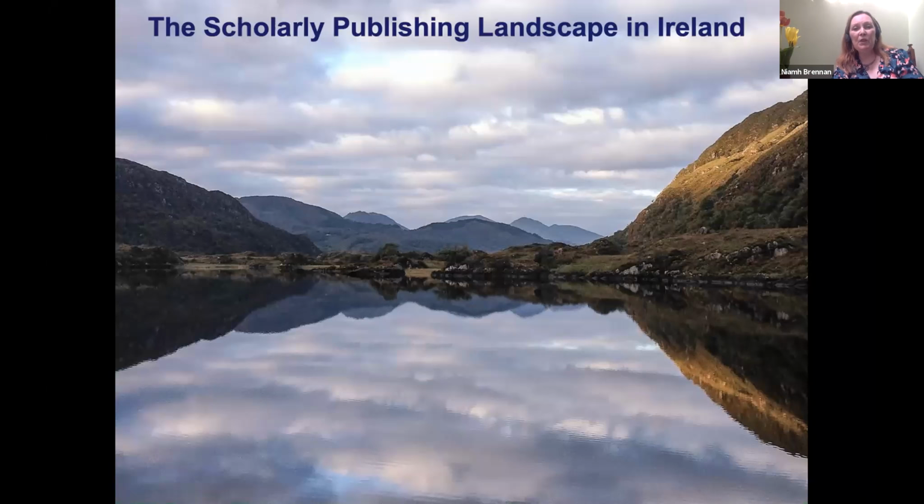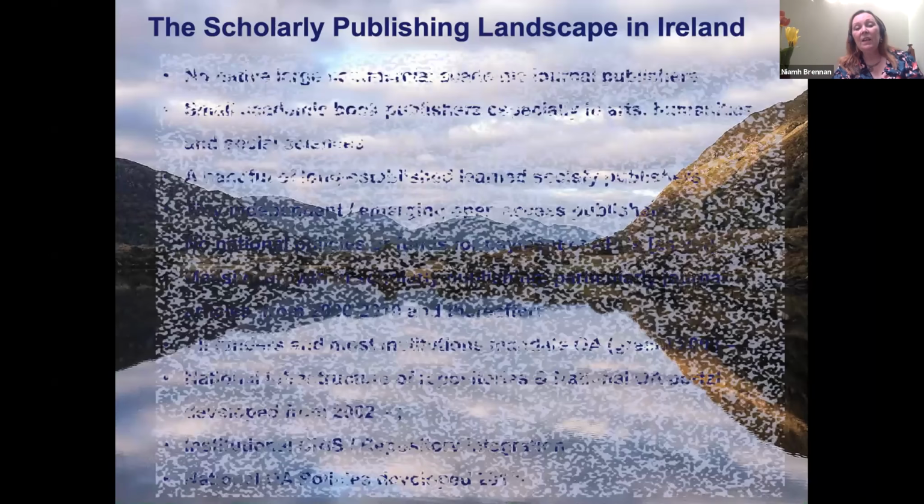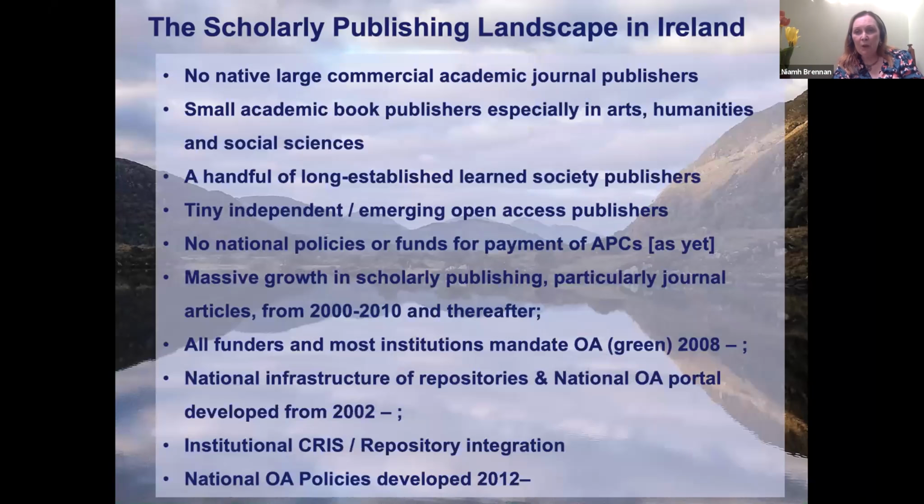The kind of scholarly publishing landscape we're talking about here is that there are no native large commercial academic journal publishers in Ireland. I would suggest that that's quite significant. We do have some small academic book publishers, especially in arts and humanities and social sciences, and they're very much valued. And there's a handful of learned societies. There are tiny, independent, emerging open access publishers, 16 or thereabouts listed in the DOAJ.